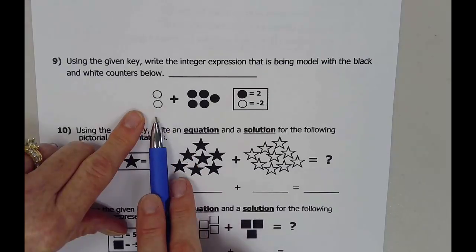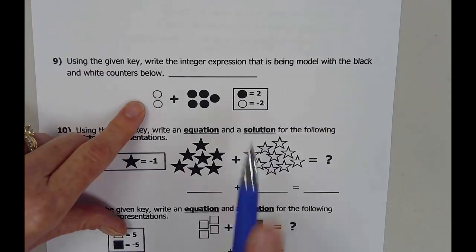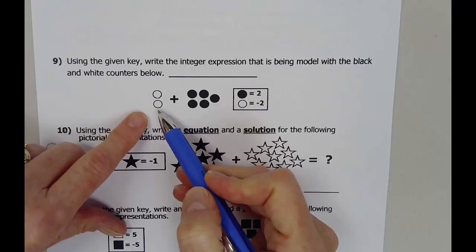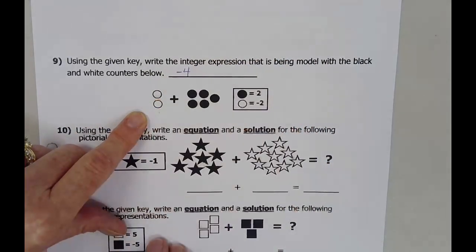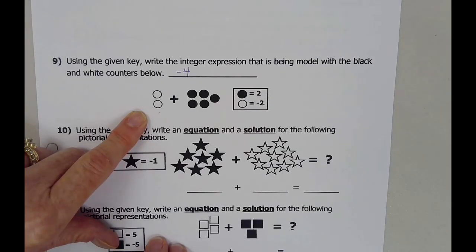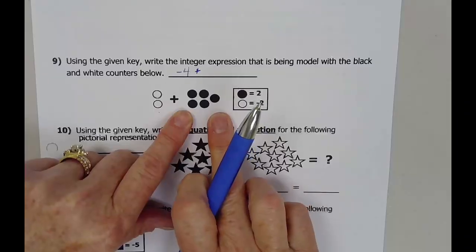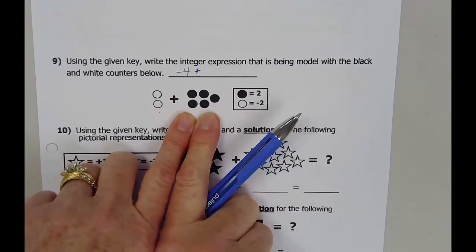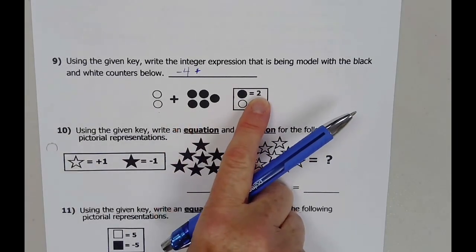I see 2 open circles, but what does an open circle represent? -2. If I have 2 of them, what is that total going to be? -4. Okay, so I have a -4. Then I'm adding to that. What does the second quantity represent? 5. Be careful. Look and see what it means with the key. Positive 5.